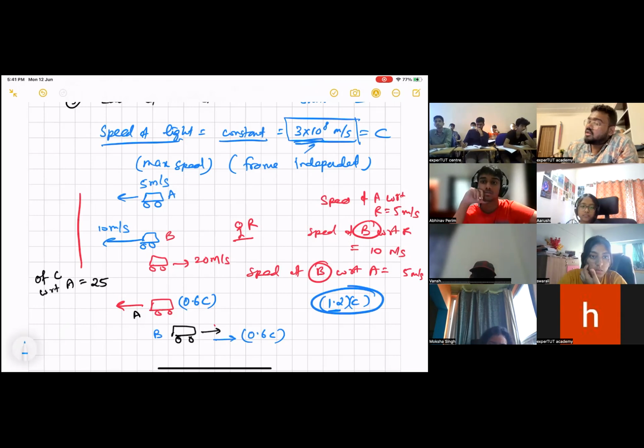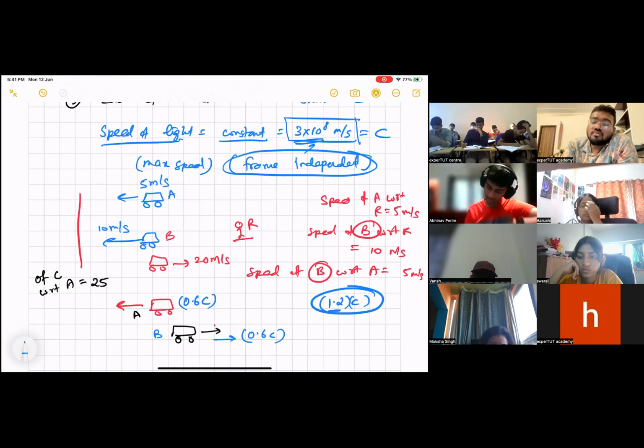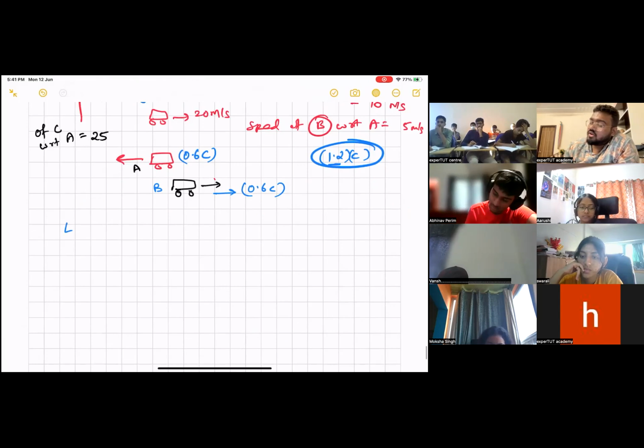It is always frame independent. This is the meaning of frame independent. Speed of light can't be changed. So even if your observer is sitting here or there, the speed of light is always the same. Okay, fine. Now the first law is the law of reflection.